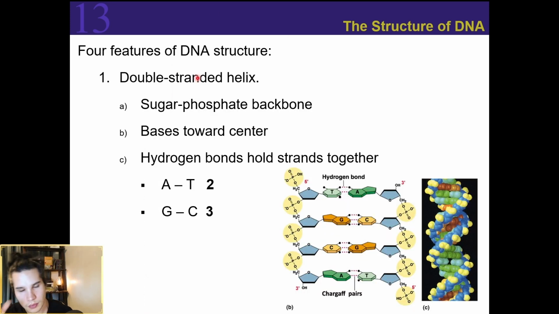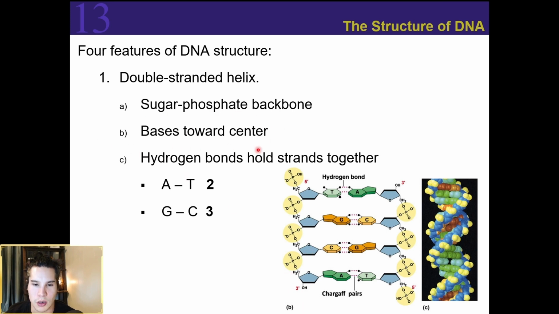Okay. So we've got a few features of DNA. Here's the first one: it is a double-stranded helix. So it's double-stranded, meaning you have one strand and it's connected in the center to another strand. And we have this sugar phosphate backbone, which should look familiar. You've got the phosphate bound to a sugar, bound to a phosphate, bound to a sugar, and so on.